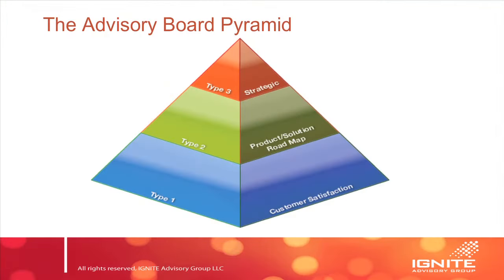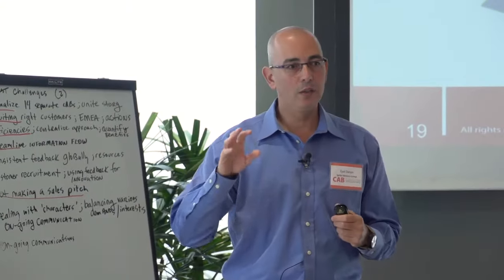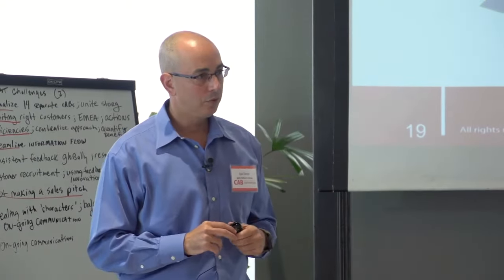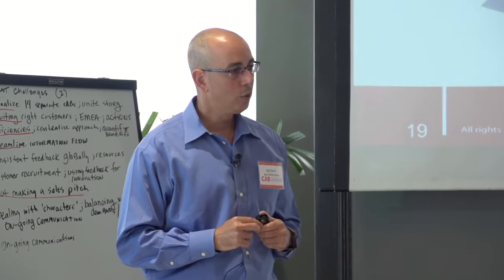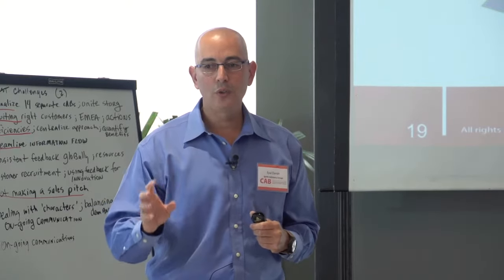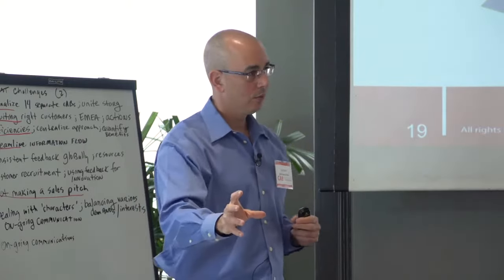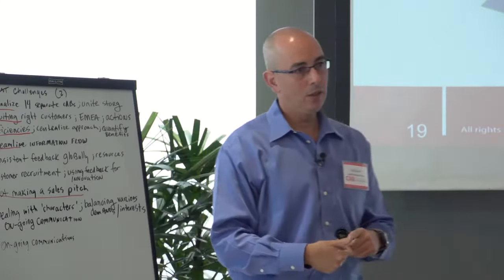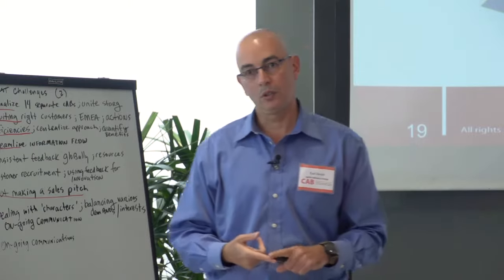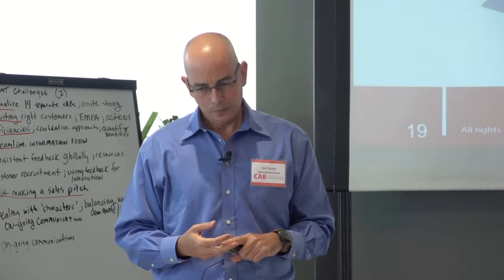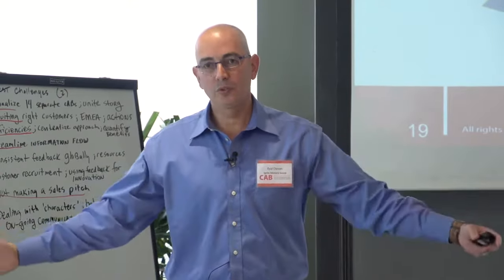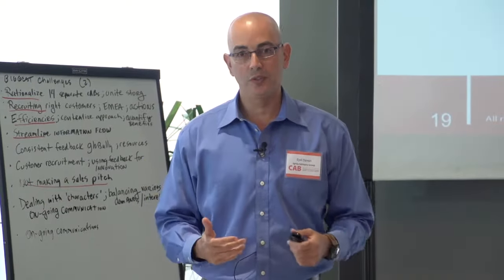So 3 levels of advisory boards. The top level is a strategic advisory board. That's when you get a group of senior decision makers, executives, to come in and talk to you about your company strategy, about go-to-market tactics, about pricing, about organizational culture, organizational change, about your partner structure, about mergers and acquisitions.